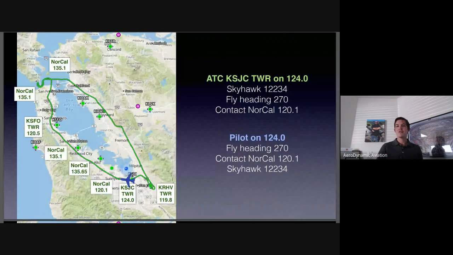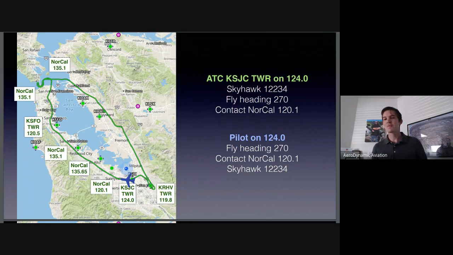So now that you have flown over San Jose midfield, it is time to start making your calls to NorCal. We found out that when you're transitioning over to San Jose, they're going to give you a heading restriction. They'll tell you, "Skyhawk 12234, fly a heading of 270 and contact NorCal on 120.1." This is where you're going to be able to repeat back those instructions, finishing with your call sign to let them know you're done talking, and that's when you can go ahead and change your frequencies and now check in with your first NorCal controller.